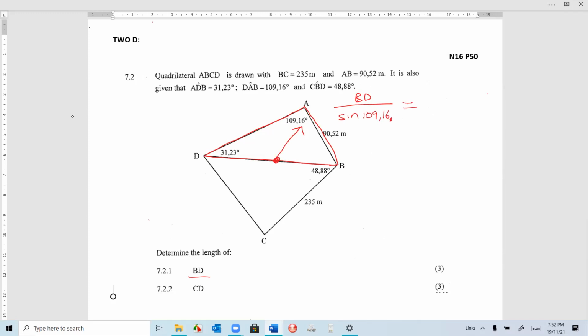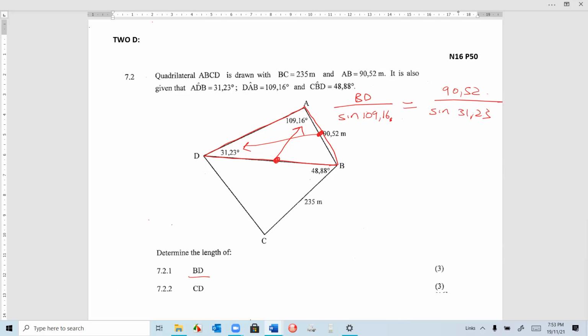Which is equal to... I'm trying to form an equation, so I have to use another side. The only other side given is 90.52. So I'm going to say it's 90.52 over the sine of the angle opposite it, which is 31.23. That is your sine rule. I want you to digest that. Did you get that point? Yes, sir.